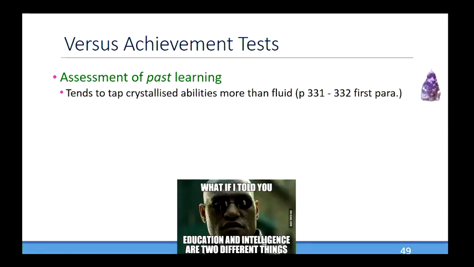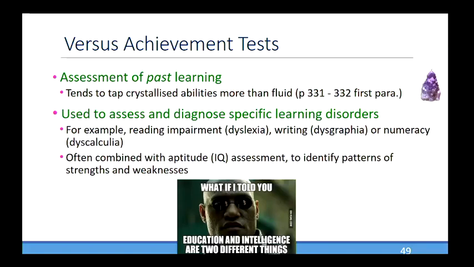Achievement tests, as I mentioned, are more crystallised. Okay, so it's crystallised past learning, school learning, more than fluid. So have a look at page 331 to 332. So education and intelligence are two different things. And it's used to assess and diagnose what we call a specific learning disorder, like reading impairment, dyslexia, writing impairment, dysgraphia, or numeracy, dyscalculia. And is often combined with aptitude IQ tests to identify patterns of strengths and weaknesses.